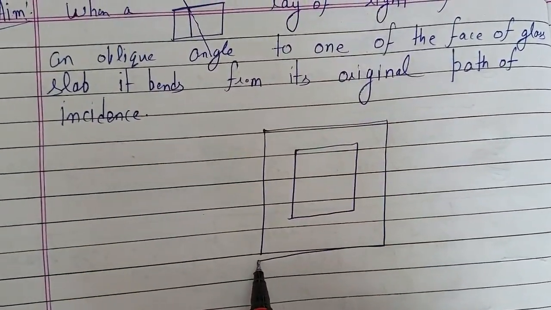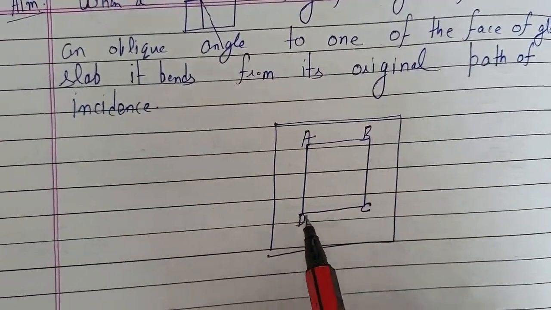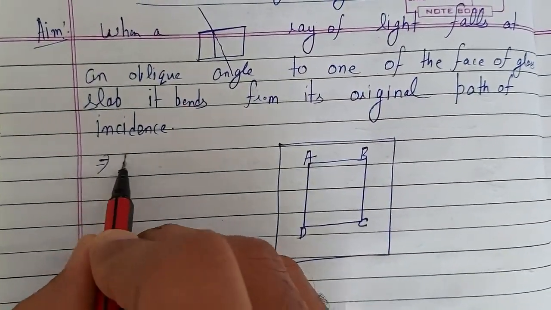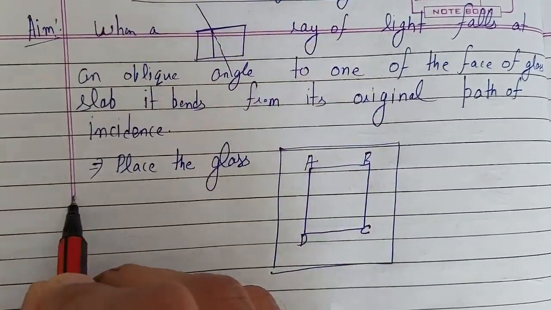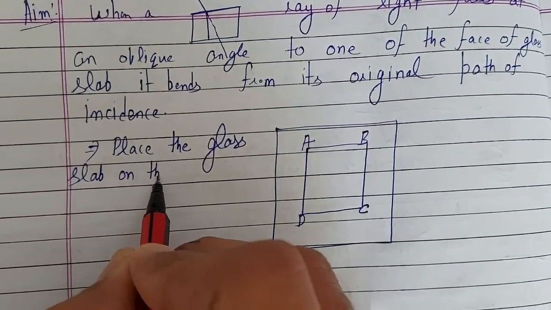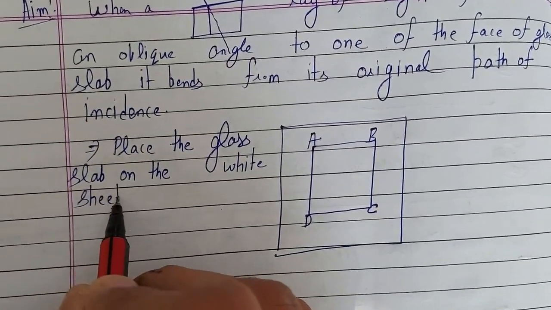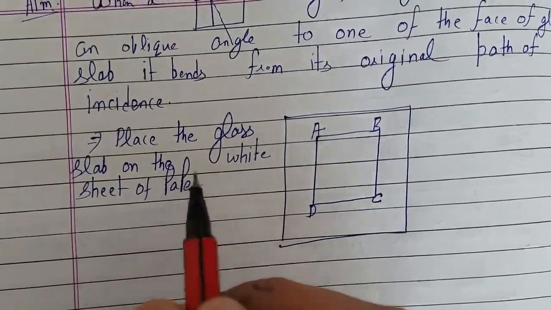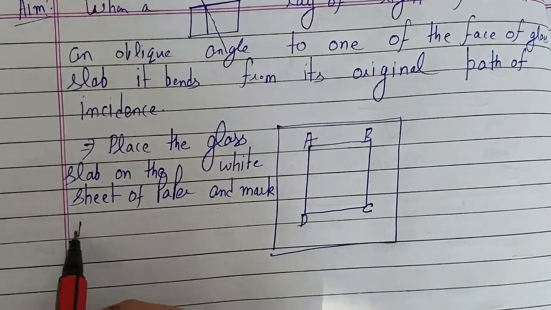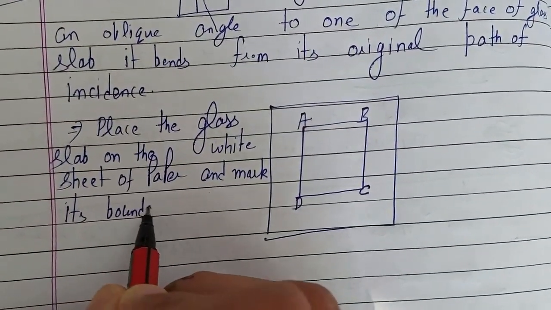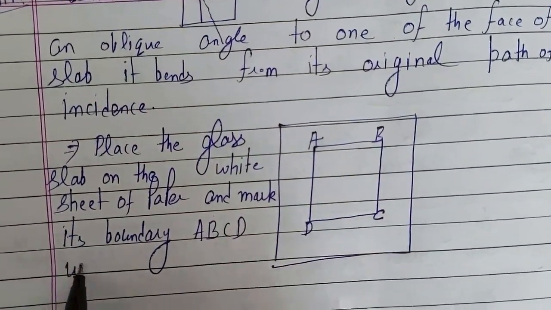A white sheet of paper, and draw the boundary of the glass slab with the help of a pencil as ABCD. So you will first write: we will place the glass slab on the white sheet of paper, and mark its boundary with pencil as ABCD. That you can easily do.